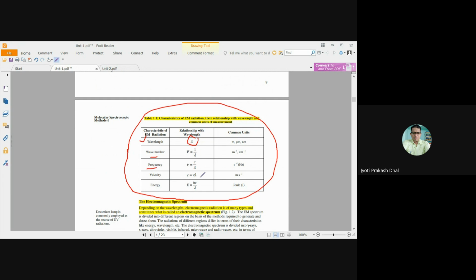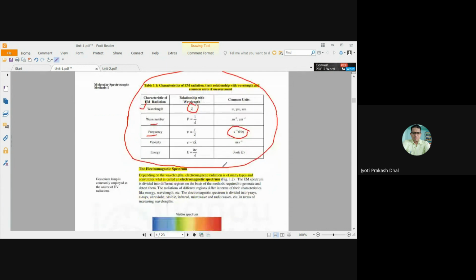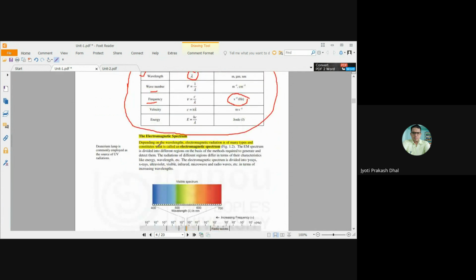Now coming to frequency, frequency nu equals to c by lambda, and its unit is hertz or cycles per second or second inverse. Now coming to velocity, we know that velocity c equals to nu into lambda, and if the electromagnetic radiation will travel in a vacuum, then the velocity of the electromagnetic radiation will be considered to be velocity of light, that is 3 into 10 to the power 8 meter per second. And after that, energy E equals to h nu, or that is equals to hc by lambda. The unit is joule.